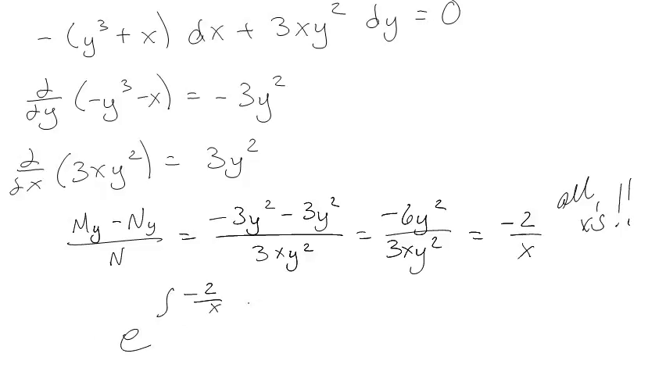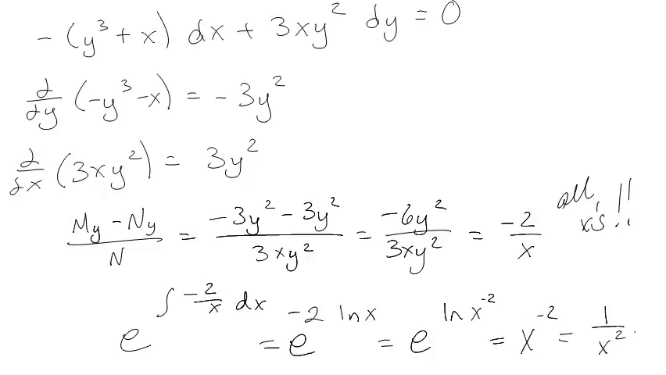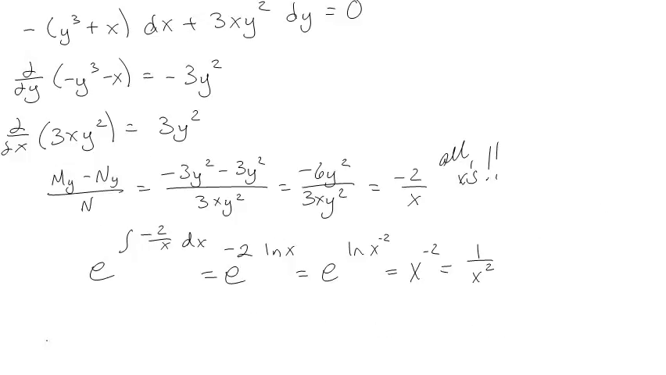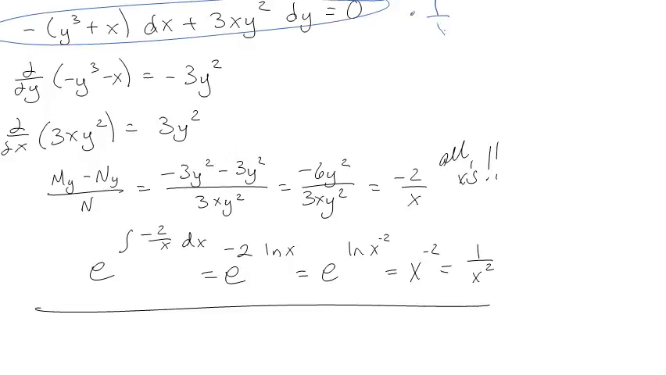by this thingy. So that's e to the 2 ln x, negative 2 ln x, which is e to the ln x to the negative 2, which is x to the negative 2, which is 1 over x squared. So I'm going to multiply the entire equation by 1 over x squared. So I've got 1 over x squared times this whole thing. I'm just going to go ahead and write it out. But I'm going to multiply this whole thing up here times 1 over x squared.